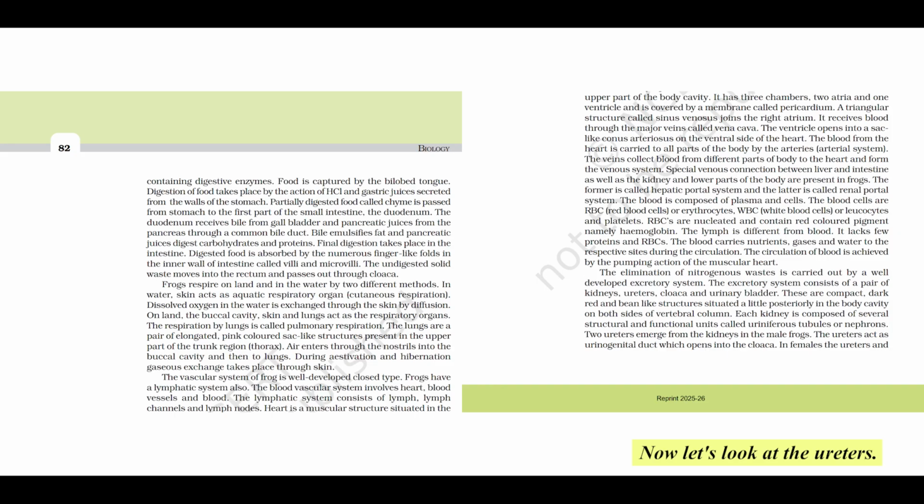Now, let's look at the ureters, the ducts transporting urine from the kidneys. There's an important distinction here between males and females, often asked in exams. In male frogs, 2 ureters emerge from the kidneys, but they serve a dual purpose. They act as a urinogenital duct. Urinogenital, meaning urine and sperm. Exactly. They transport both urine from the kidneys and sperms from the testes. These ducts open directly into the cloaca.